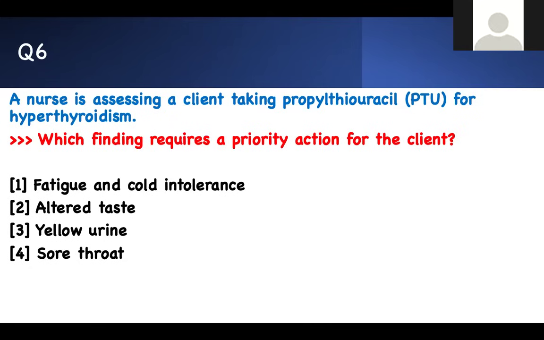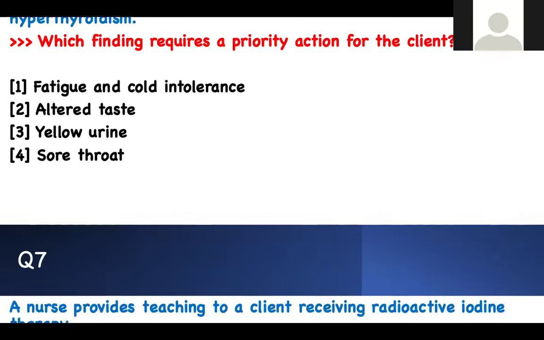Think about it. Agranulocytosis is more deadly. Therefore, we should pick number 4. This is a hard one. I designed the test this way so that I take you up and down. It's a simple prioritization question, and you have to prioritize agranulocytosis over liver dysfunction.